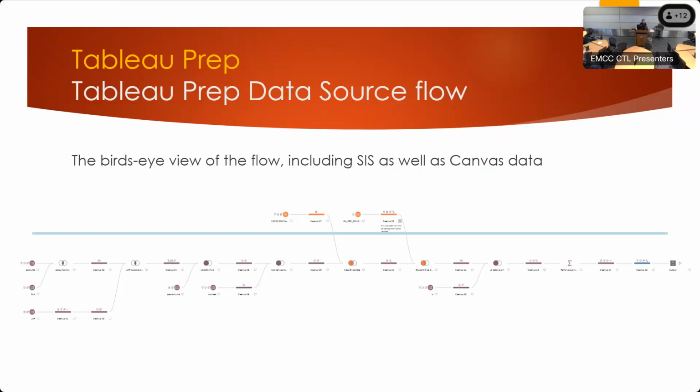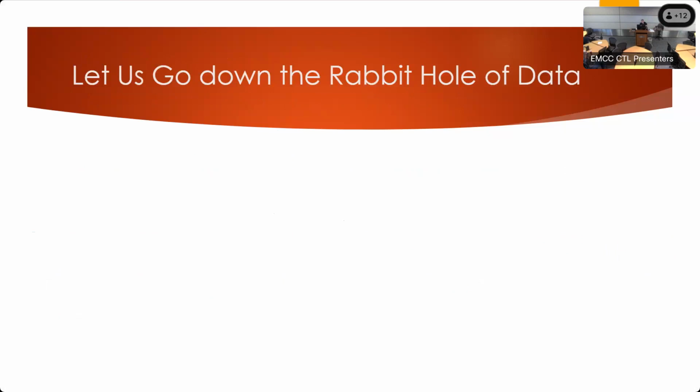For visual purposes, on top, I have my SIS data. And on the bottom, below that blue line, I have the Canvas data. Matt, is this coming through? Okay. This just gives me a visual cue about how it all flows. Some people say it looks like a fishbone, but it's just a visual cue about how it all works together. So let's get into that rabbit hole of data.